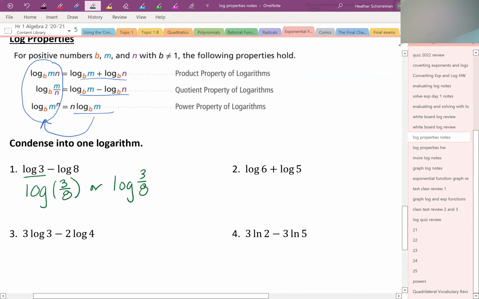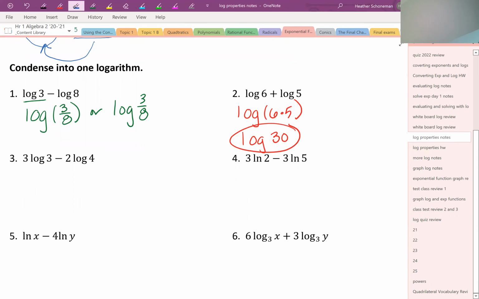Okay, this one, because it's addition, I'm going to rewrite it with multiplication. So I'm going to have log of 6 times 5. 6 times 5, we can definitely simplify. That's going to be log of 30. There's our answer.